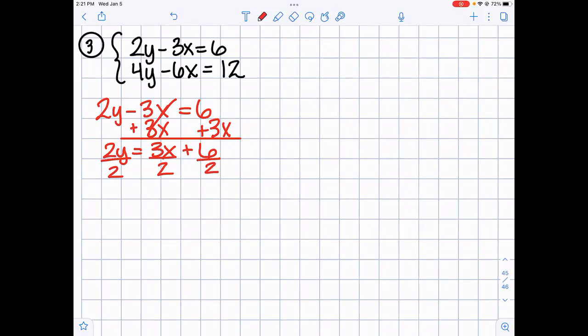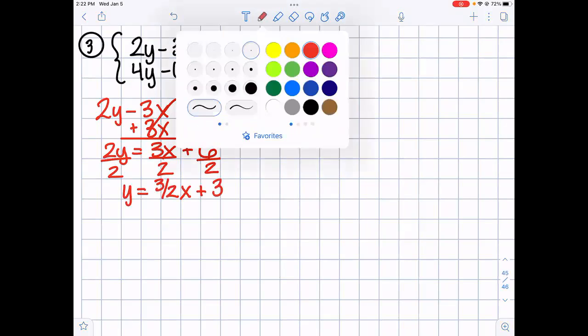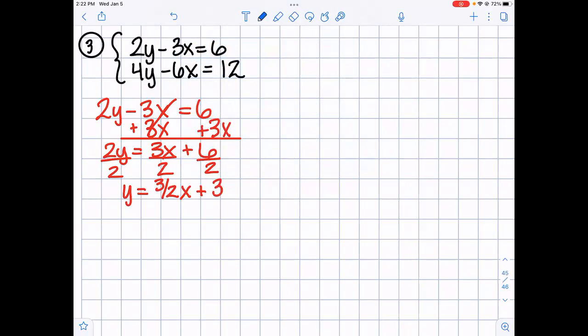Divide every number by 2, right? So y equals 3 over 2 times x plus, what's 6 over 2? 3. Okay, could you write 1.5x? Yes, but it's kind of a waste of time, right? Just write 3 over 2. Okay, let's try it with the other one.